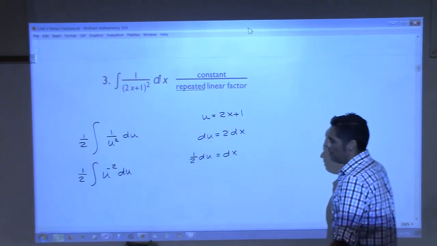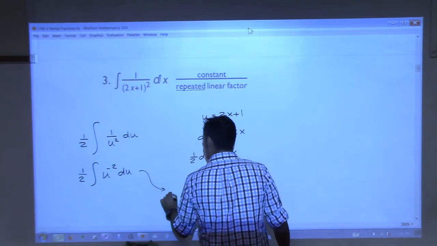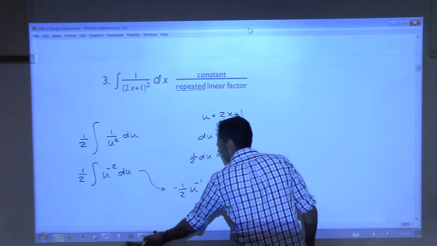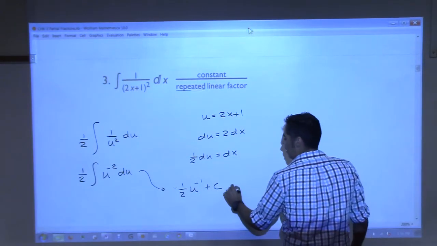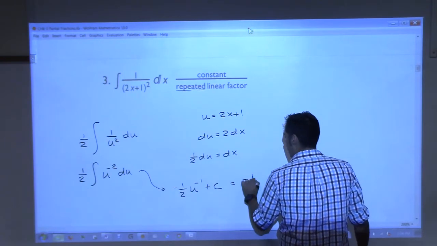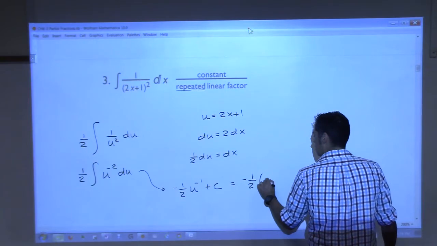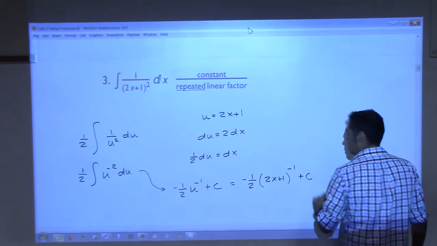So I just rewrote it and now I use the power rule. So when I do that, I'm going to get negative 1/2 u to the negative 1 plus c. I hope you agree. Yes? And then negative 1/2, and then u, what was u? 2x plus 1 to the negative 1 plus c.